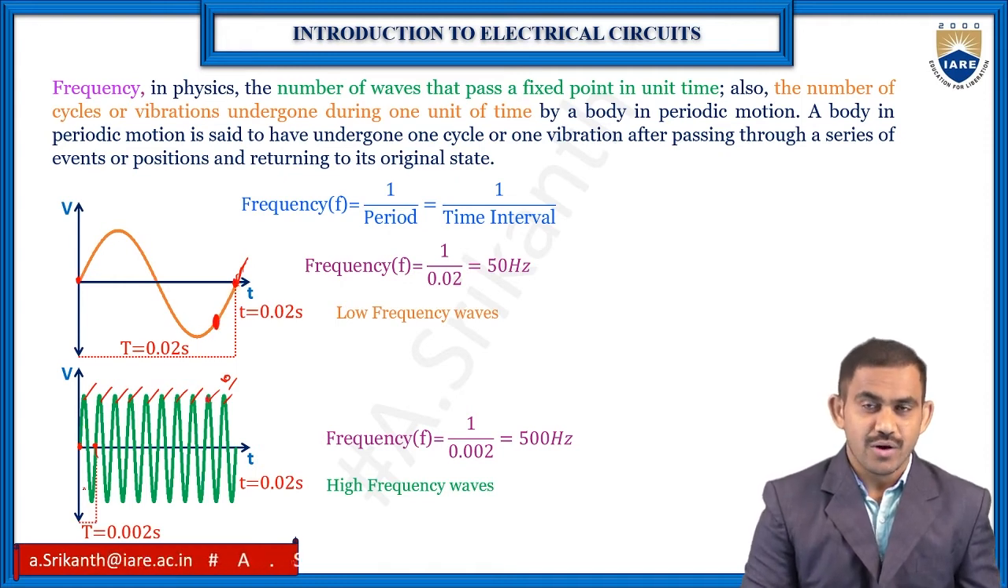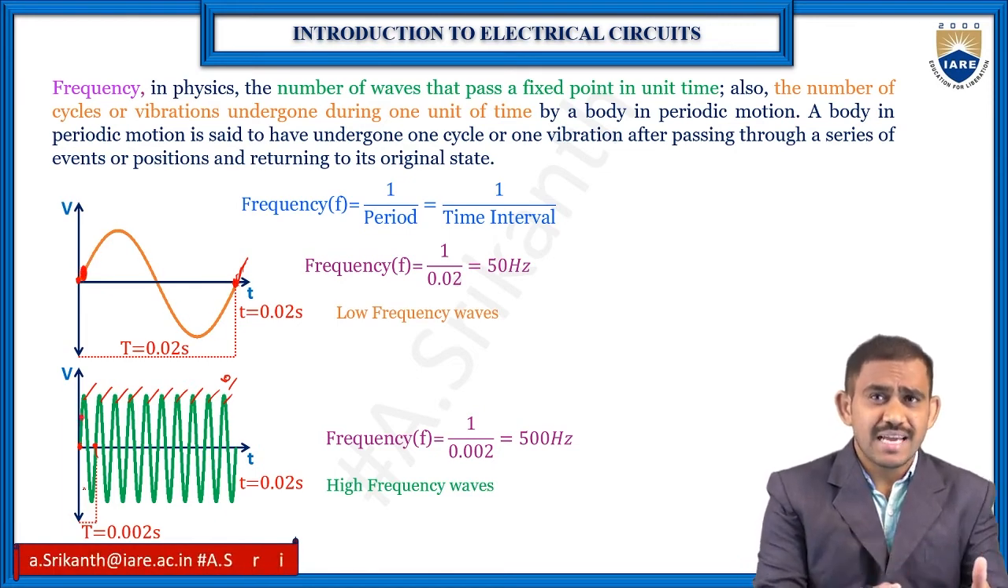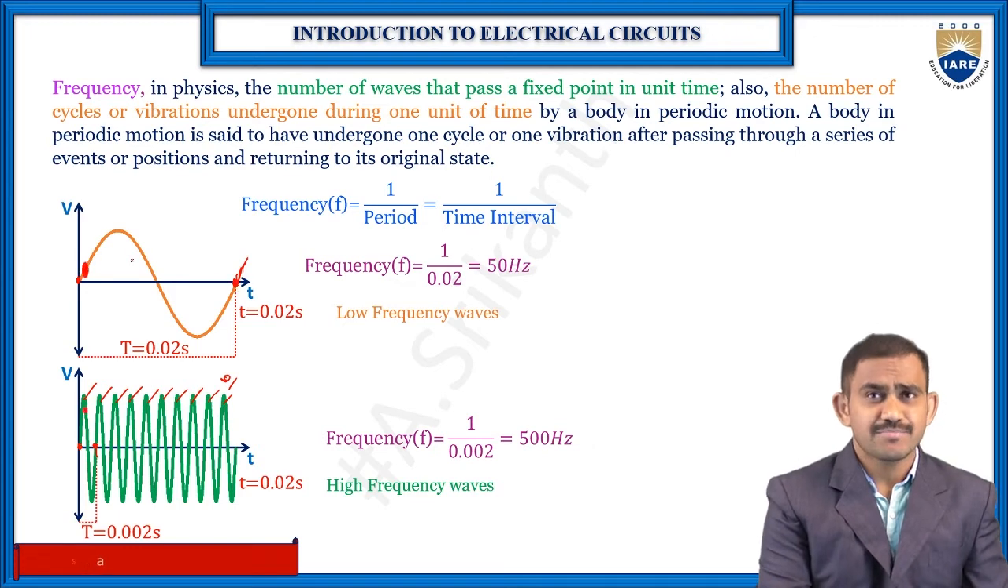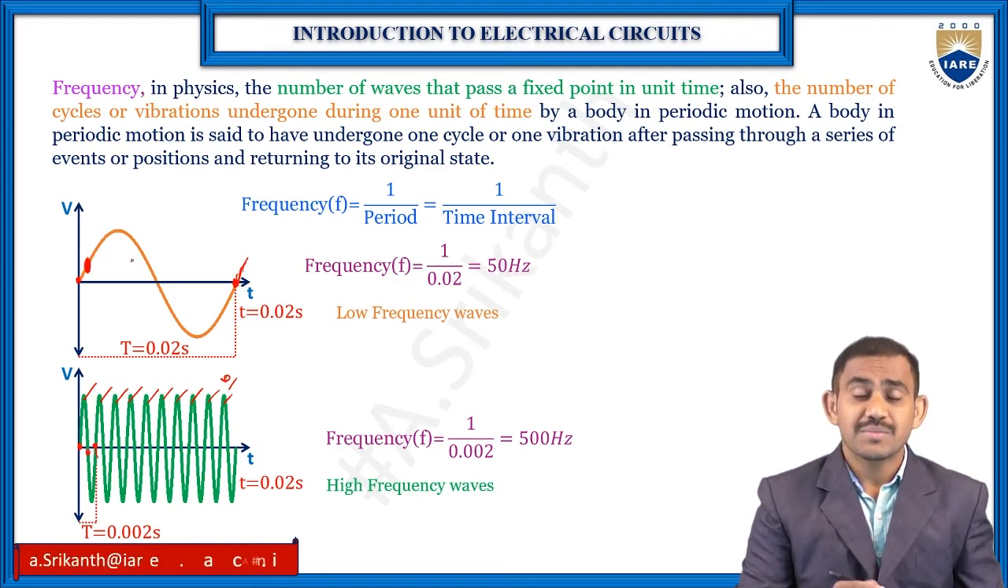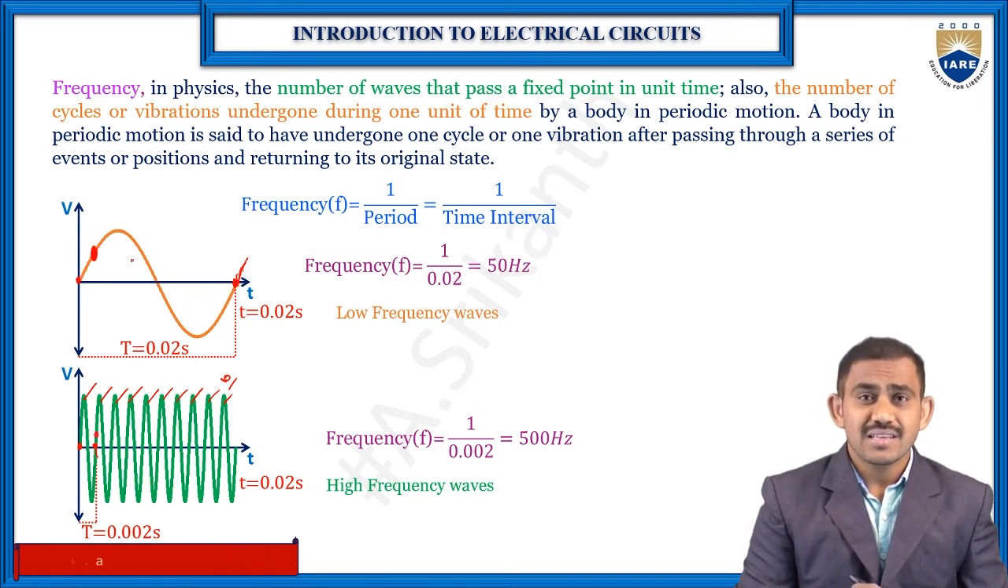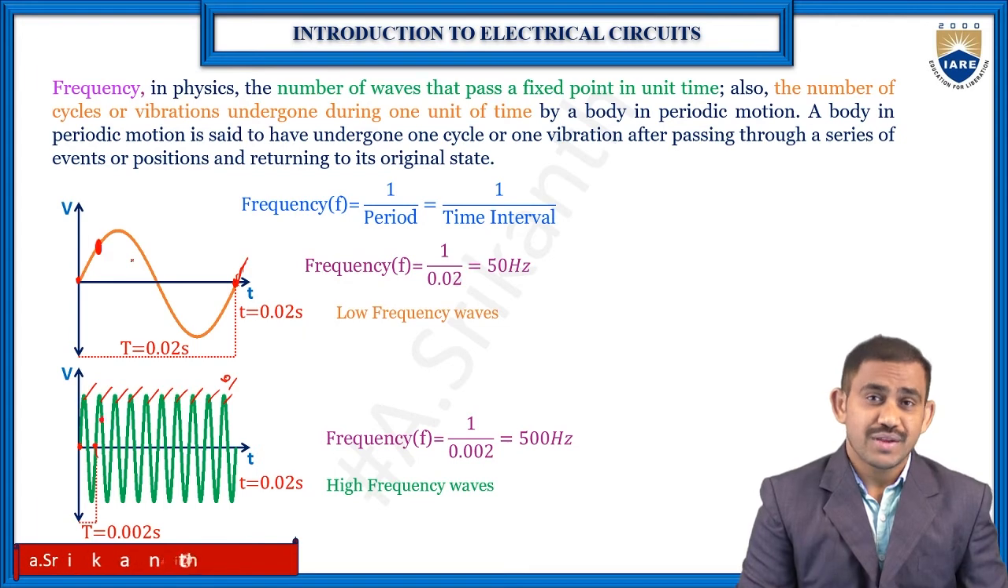Just check the waveform, where you have the maximum waves in a particular time. In the same particular time, we have fewer waveforms in the first figure. In the second figure, we have 10 waveforms, which means 10 cycles in that time. So that is your maximum frequency.